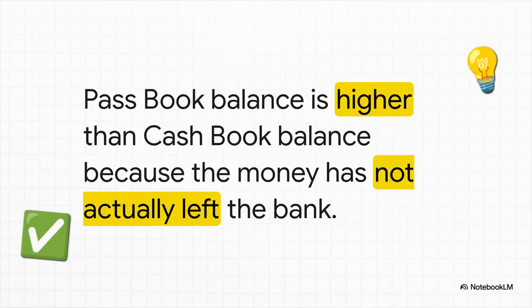The correct answer is B. The passbook balance is higher than the cash book balance. Why? Simple. You subtracted the amount from your records instantly, but the money hasn't actually left the bank account yet. So the bank's record, the passbook, is still showing that higher amount.